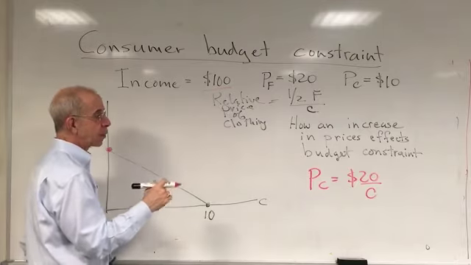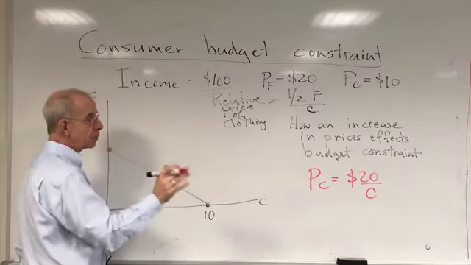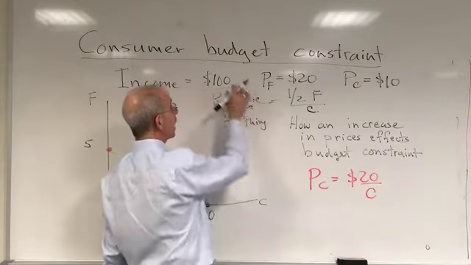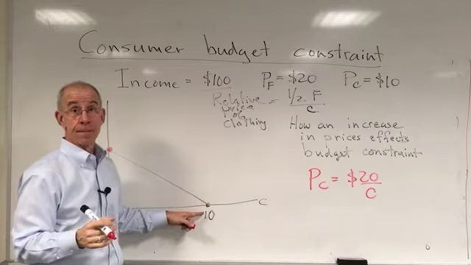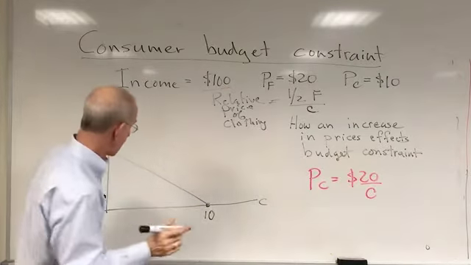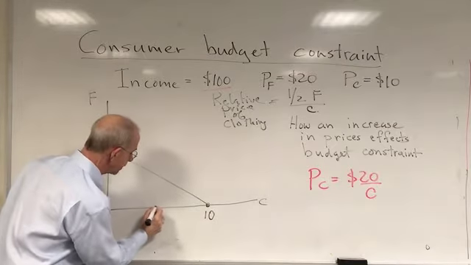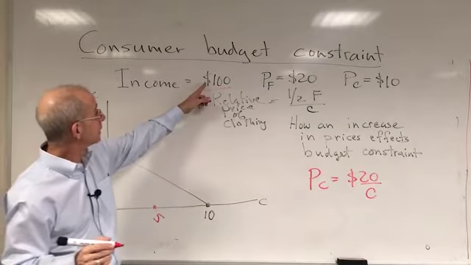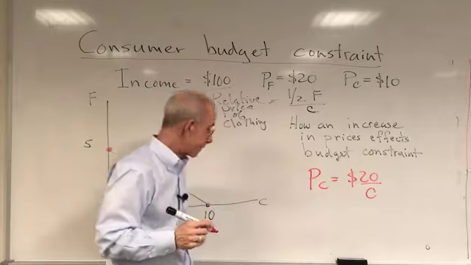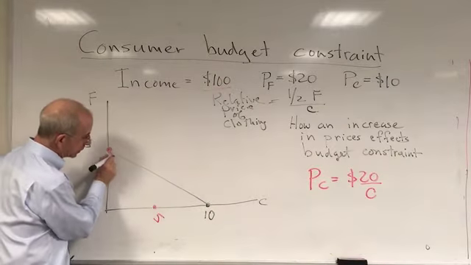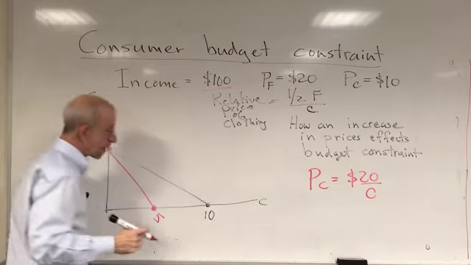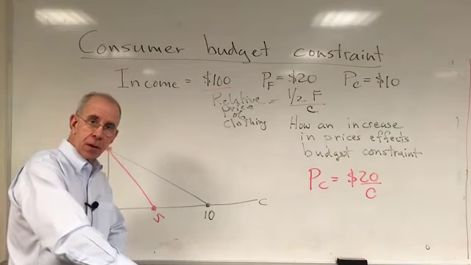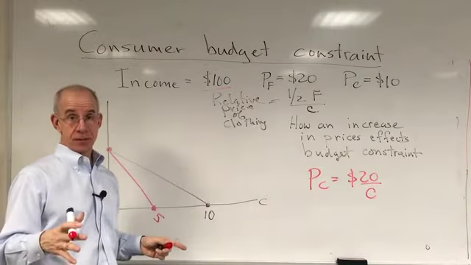What you have had is that the price of C has gone up. If I only bought clothing at $20 per unit of C, and I have $100 of income, I can't buy 10 anymore. I don't have enough money. I will only be able to buy 5 units of clothing if the income is 100 and the price of clothing is 20. So what you see is the following. The budget constraint shape will change if one of the relative prices change.